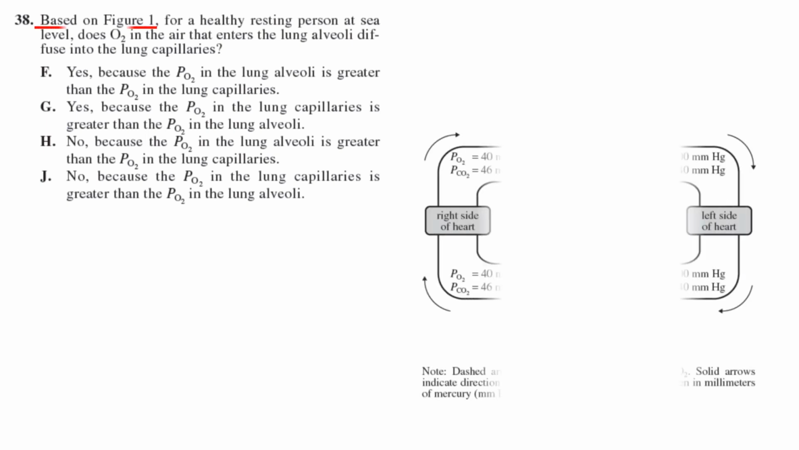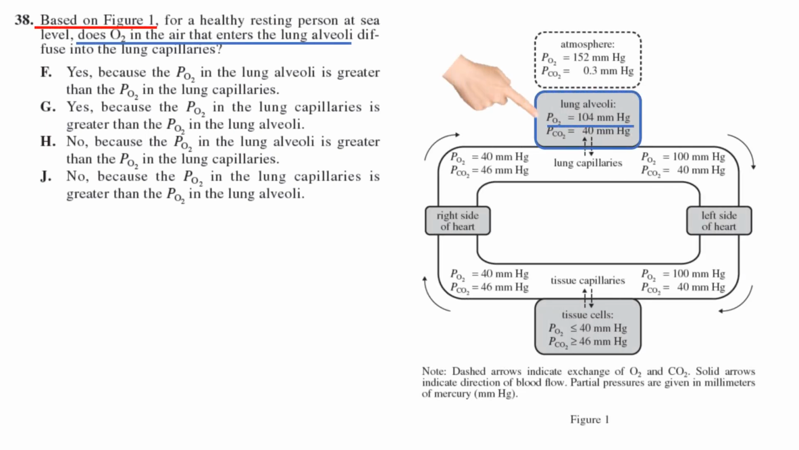Number 38, based on figure 1, does O2 in the air that enters the lung alveolus, so we're looking here, right? And so the air will be here, it enters here, so it's 104. Does that diffuse into the lung capillaries, which are here? So the lung capillaries is 100, so it's 104, and then it's 100. So diffusion does occur. So you have to know diffusion is like the spreading out of something, the moving through something. So the answer would be yes. And why? Because the lung alveola is greater than the lung capillary, so it does diffuse in. So your answer is F.